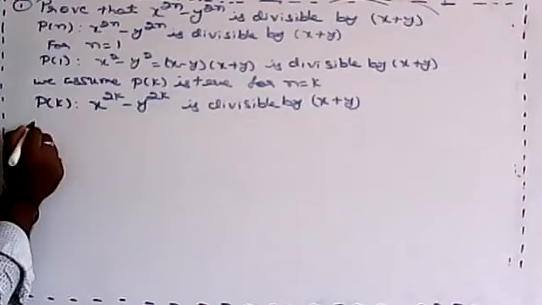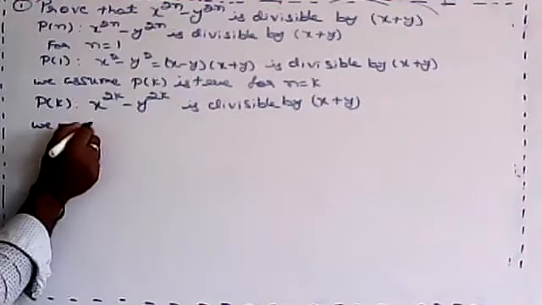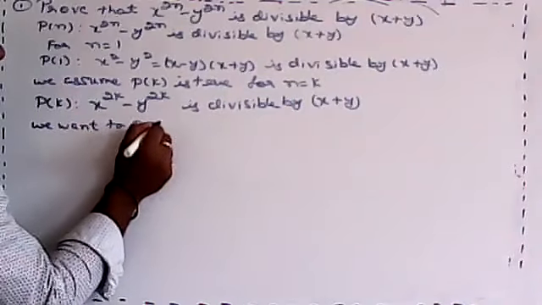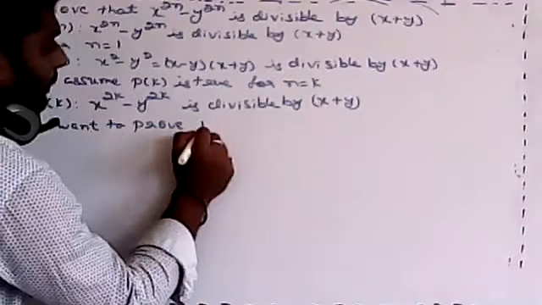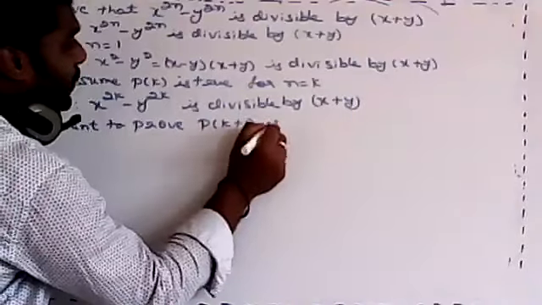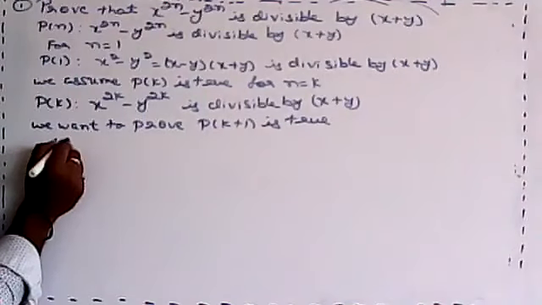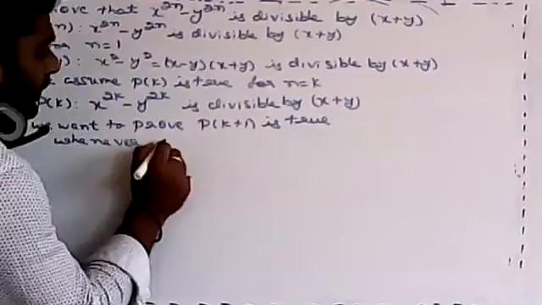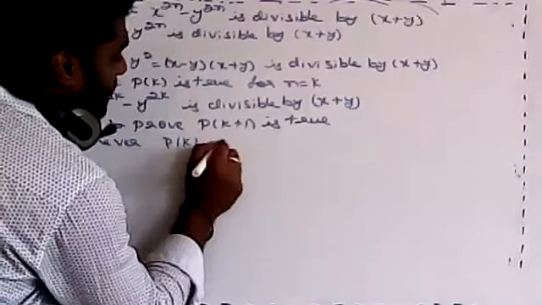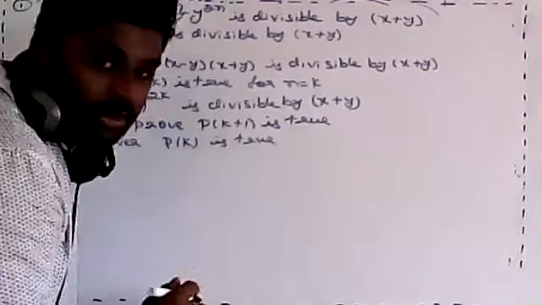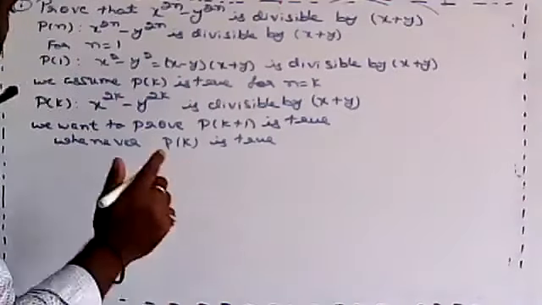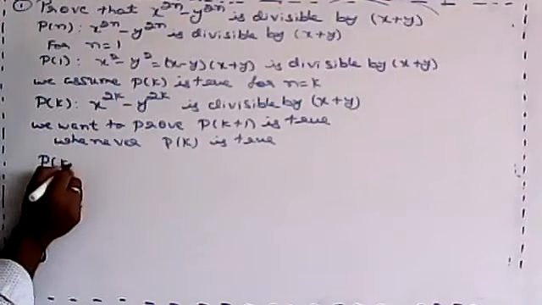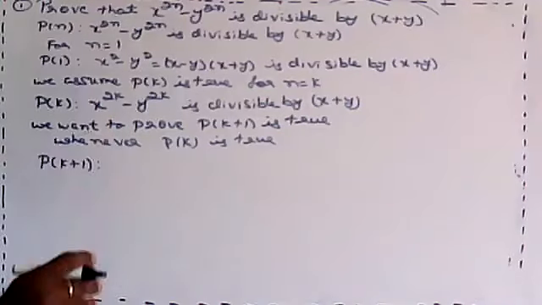Okay. Now we want to prove what? We want to prove that P of k plus 1 is true whenever P of k is true. Correct? Now tell me, if I take this as P of k plus 1, what will I get here?